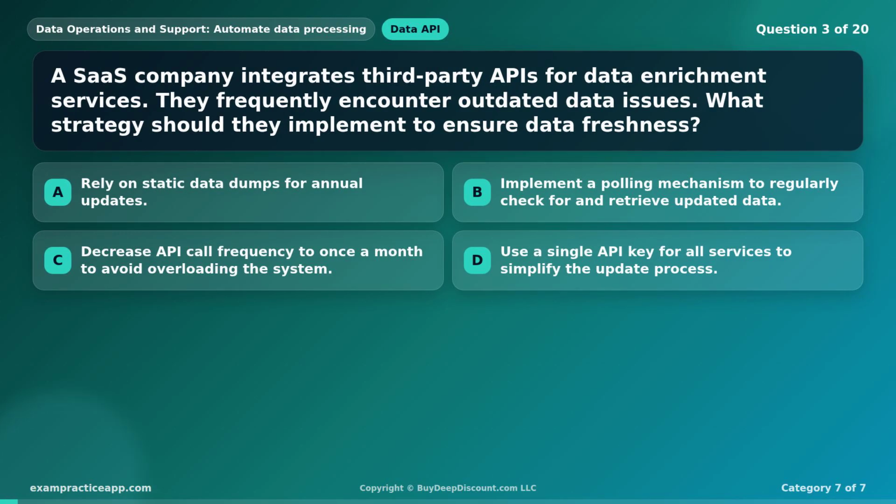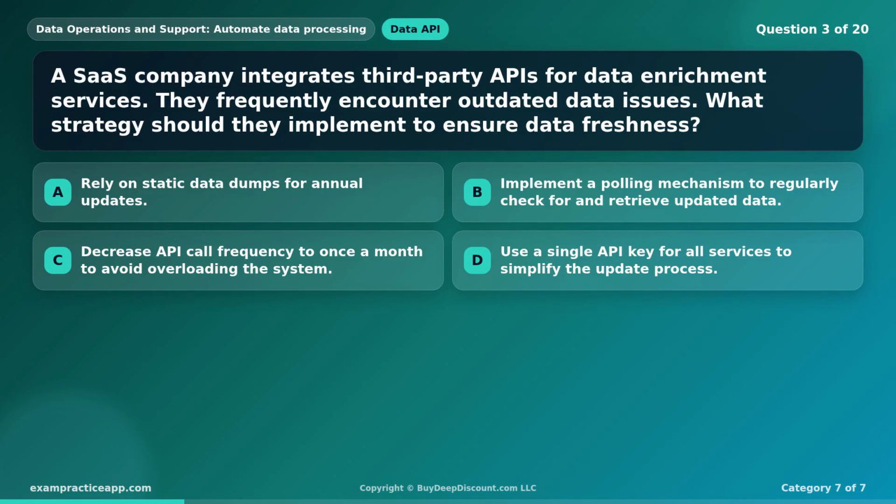Question 3. A SaaS company integrates third-party APIs for data enrichment services. They frequently encounter outdated data issues. What strategy should they implement to ensure data freshness?